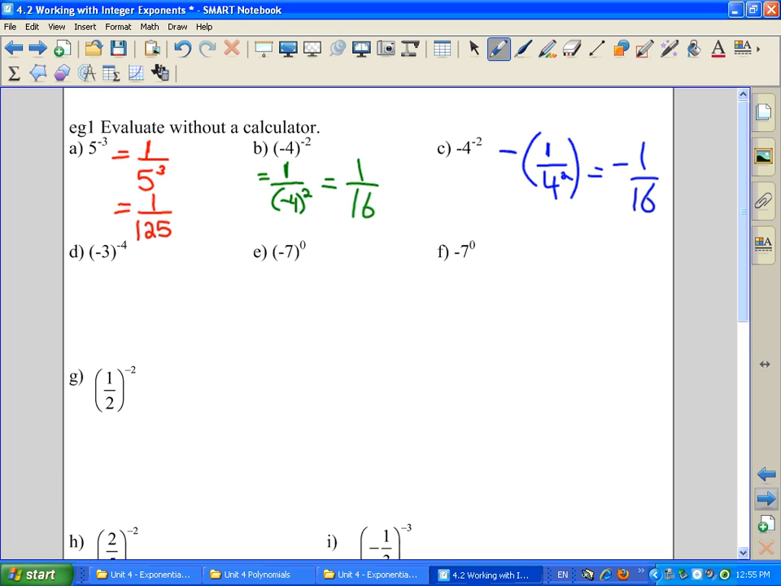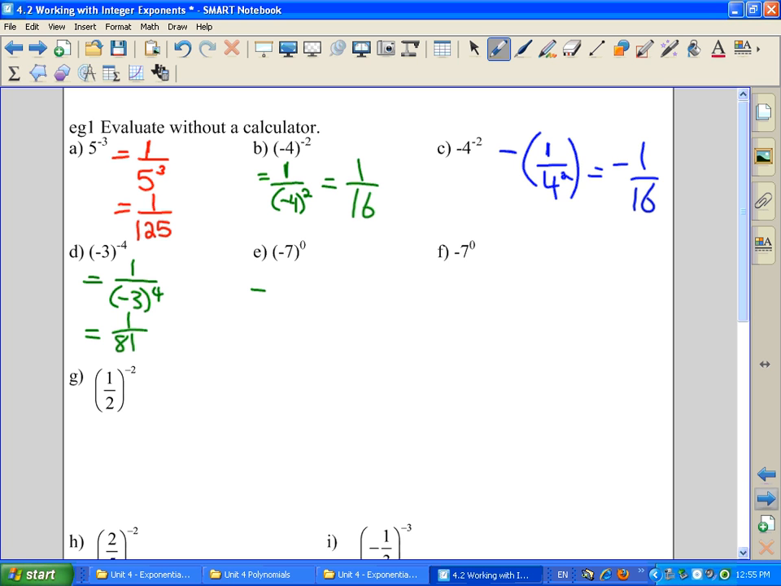All right, moving on. D. We have a negative exponent law, so we're going to make it positive. Okay. And that's going to be 1 over, well, 3 squared is 9, and square it again is 81.